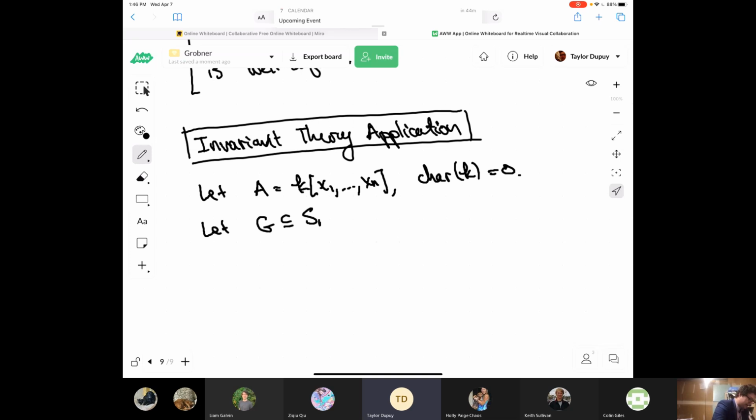I think before I said that I wanted this to be transitive. I don't know what I was thinking. I guess I'm doing a project with a lot of transitive groups. This doesn't need to be transitive.